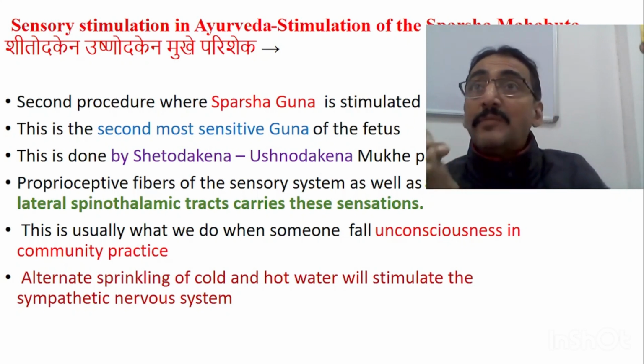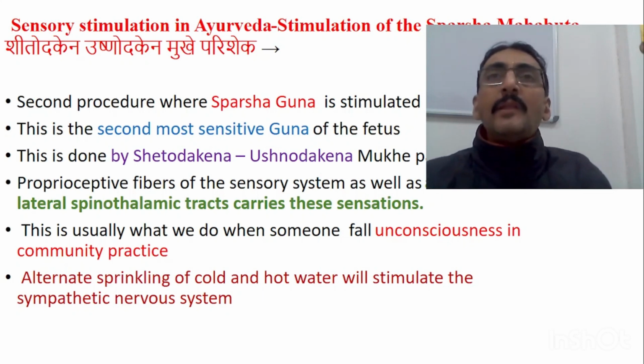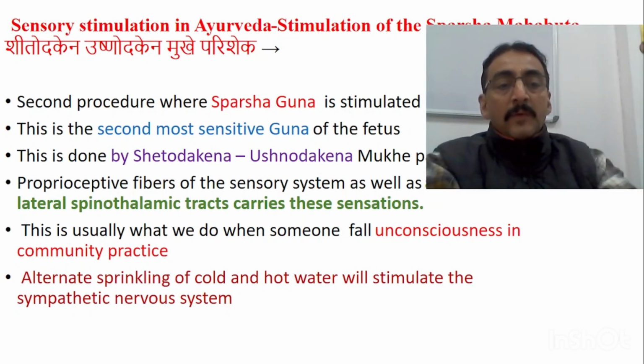So a similar explanation is given here, where to revive the baby, you go for sparsha mahabhuta. For that you use Shitodakena, Ushnodakena, Mukhe Parisheka. You put cold water and hot water. So this can be taken in two ways. In summer season you go for cold water, or in winter season you go for hot water, maybe. Or these two can be sprinkled alternately to stimulate the breathing.